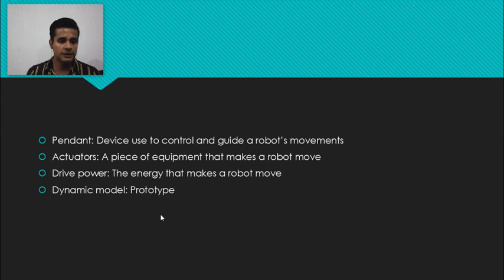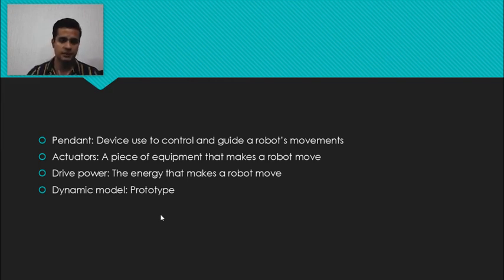Drive power, what is this? That's the energy that makes a robot move. It's different. Remember, the actuator is a piece of equipment. The drive power is the energy. Okay? And a dynamic model, basically, that's a prototype. When you are building robots, you want to first create a dynamic model. What is this? A prototype.